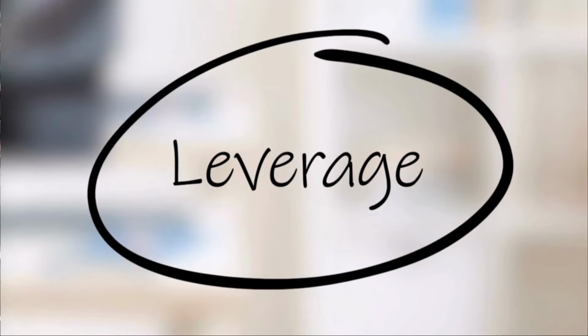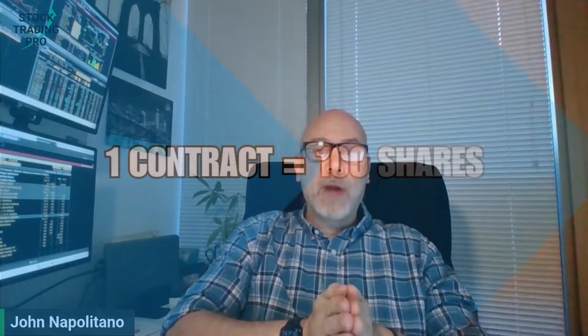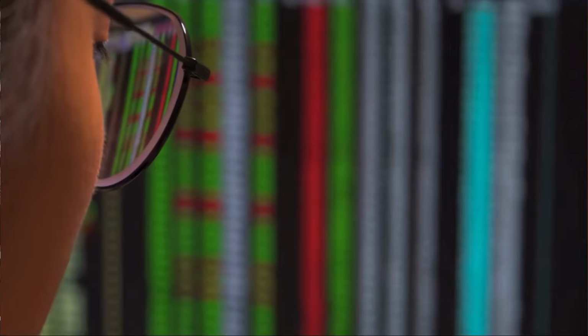With options, you already have embedded leverage in each contract. One contract equals 100 shares. So if you think about it, with one contract you're essentially borrowing the shares. You're borrowing the stock in a way. So this gives you implied leverage.